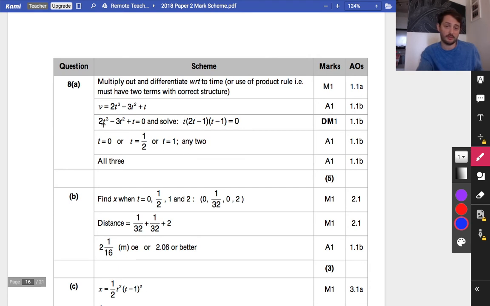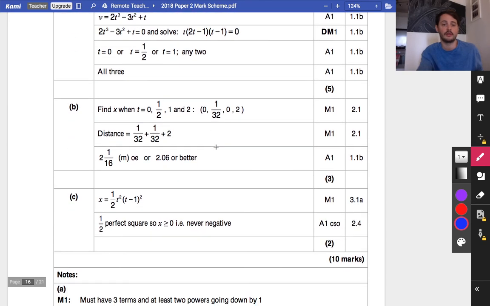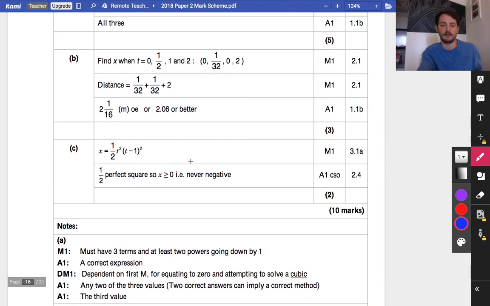As soon as you've got this, you can put it straight in the calculator and come up with all 3 answers for 5 marks. So they've done their common sense approach of finding out what x is at all of these different times, and then saying, okay, it travels 1/32 up, 1/32 back, and then 2 back up. I personally prefer our method of integrating. I think it's a little bit clearer. And then factorising it for a method mark, and then an explanation to show that it's always going to be greater than 0 and never negative.